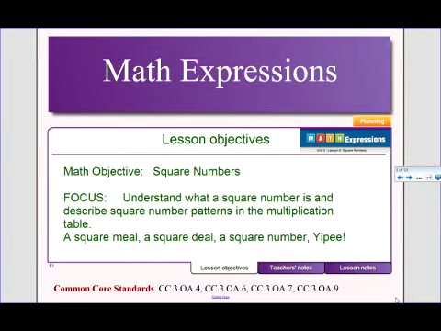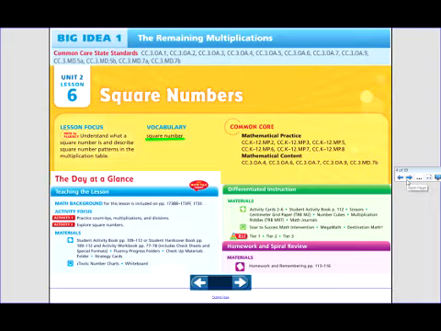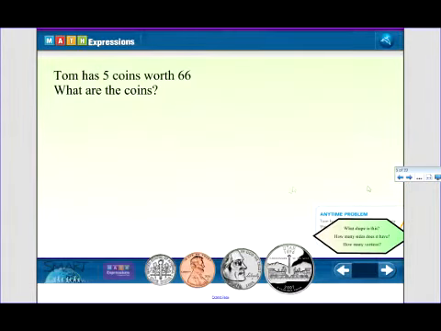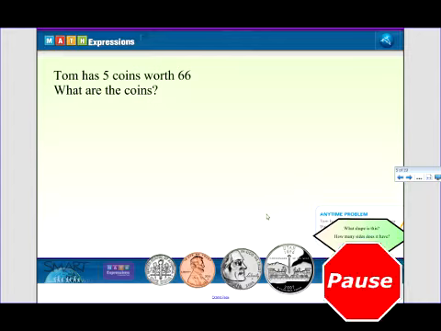Lesson objective today, square numbers. We need to understand what a square number is and describe square number patterns in the multiplication table. Because we have square mills, a square deal, we need a square number. Yippee! Let's show you what an anytime problem is. Today you need to make an anytime problem. Pause the video, see if you can get this on your own before I show you how it works.